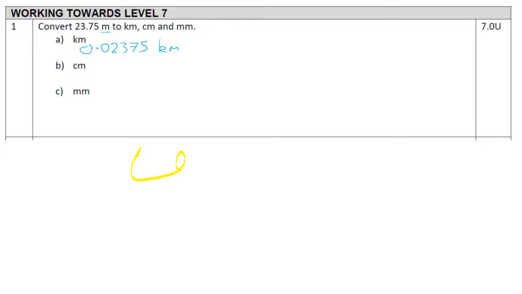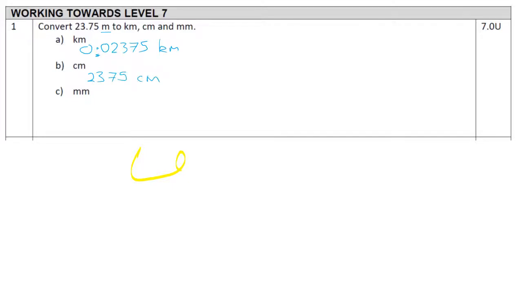to the left. So we've moved our decimal point 1, 2, 3 places from where it was to end up at this place here. Okay, going from meters to centimeters, well, there's 100 centimeters in a meter, so we're multiplying by 100, or moving our decimal place 2 to the right. So we've got 2375 centimeters.